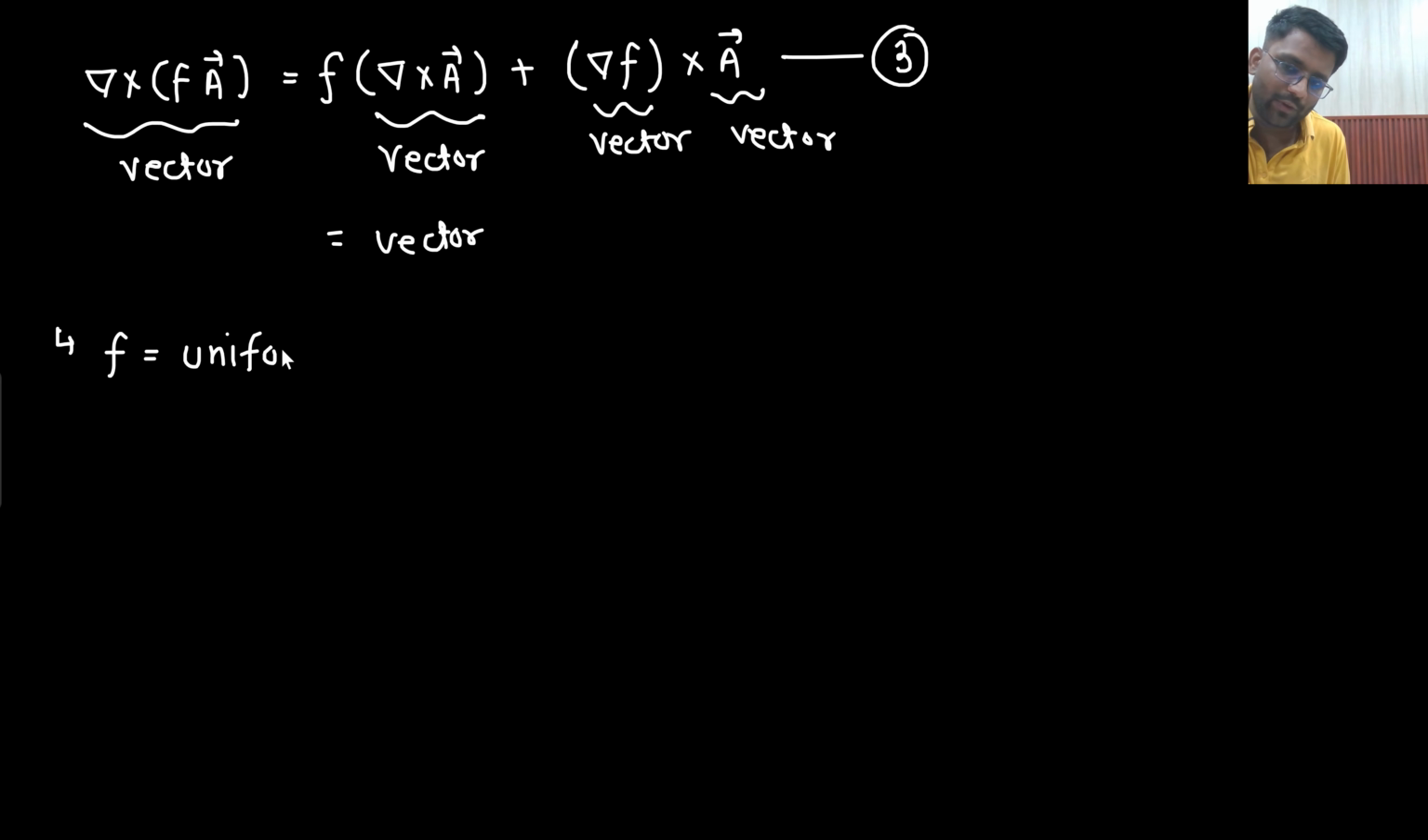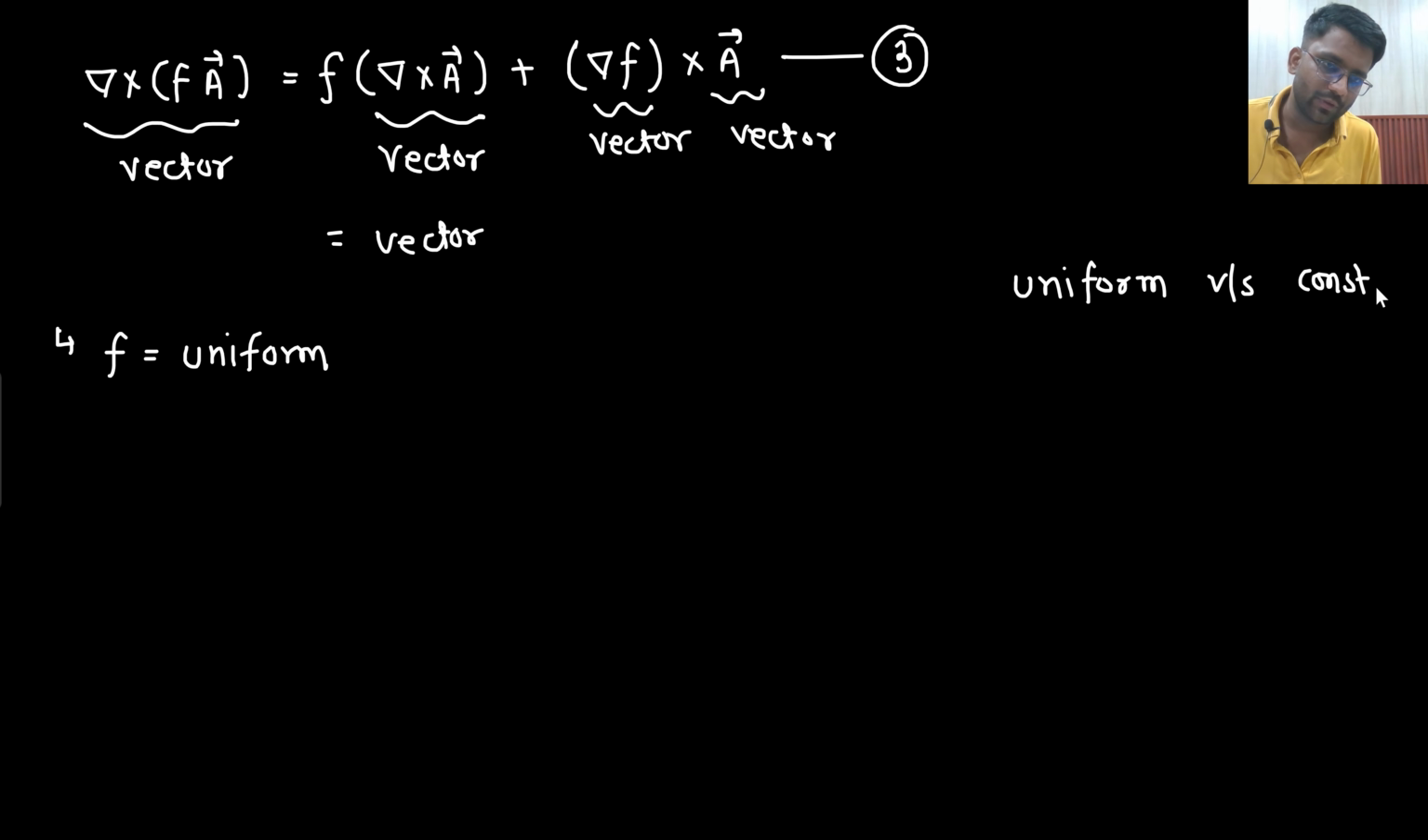There is a difference between uniform and constant. Let me tell you what the difference is. Uniform means that it is not a function of the coordinate system, that is, it is not a function of x, y, z. And what is the meaning of constant? That it is not a function of time.